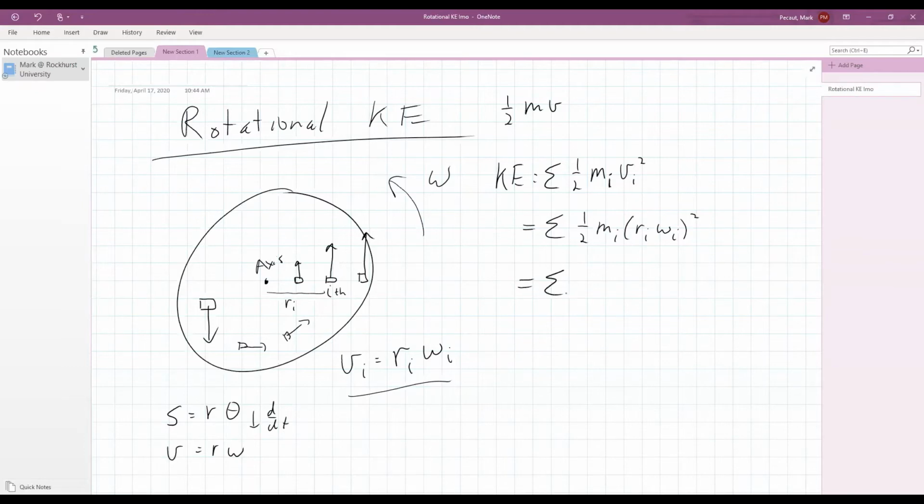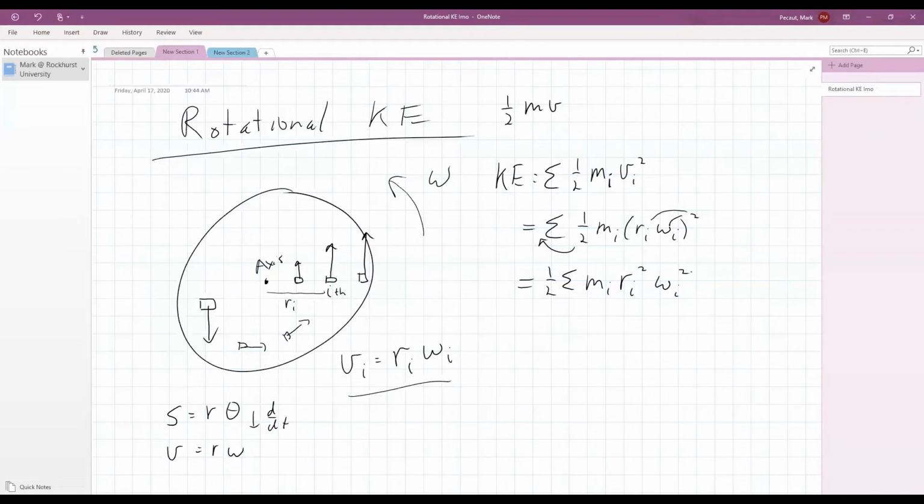I need to sum this up. Now I'm going to repackage this. The 1/2 here is just a constant, so let me move that out front. And so this becomes the sum of all the m sub i's. Now I'm going to distribute this squared into each of these terms here, and so this becomes r sub i squared, omega sub i squared, okay?